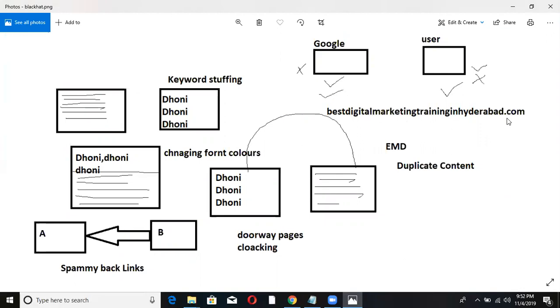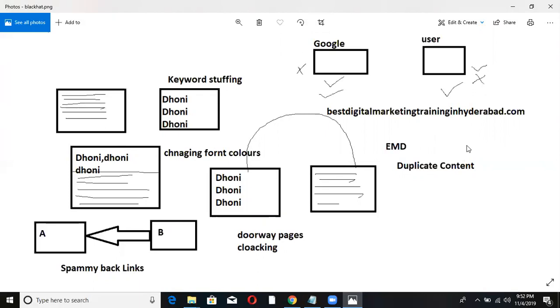Now, after a few days, Google understood this. These people are doing black hat techniques. Then, if anybody takes a keyword in a domain name, Google will punish you. One word, digital marketing, okay. But digital marketing Hyderabad.com, it's not correct. So if you take an exact match domain, Google will punish you. These are all black hat techniques. We should not do it.